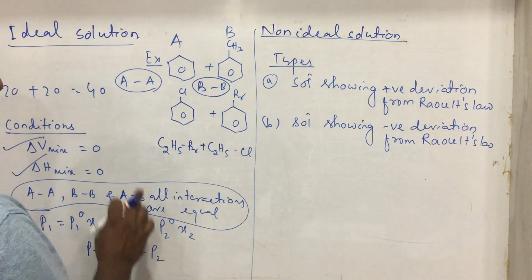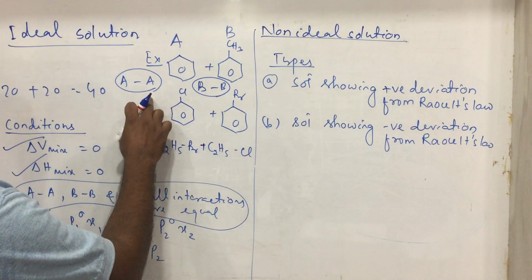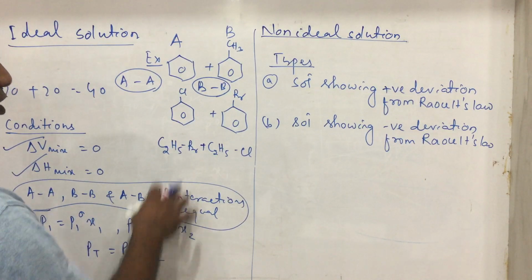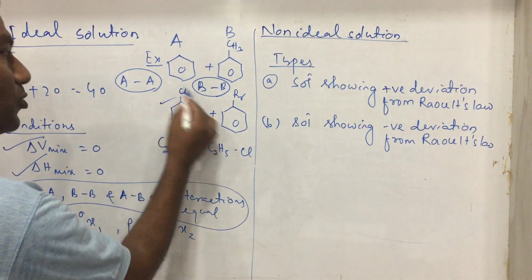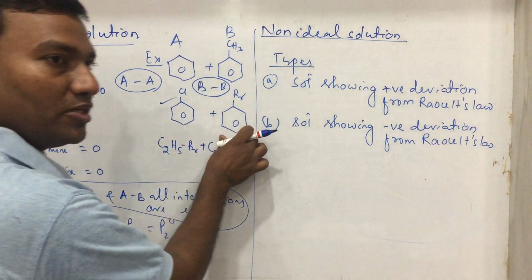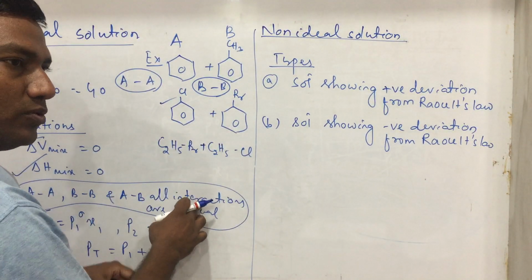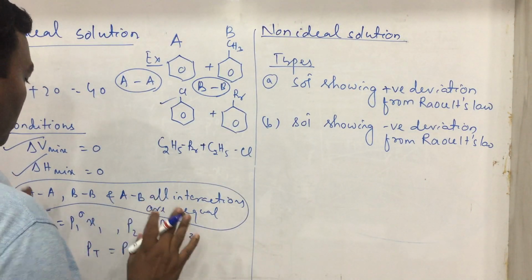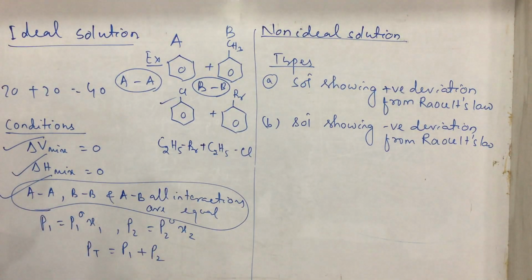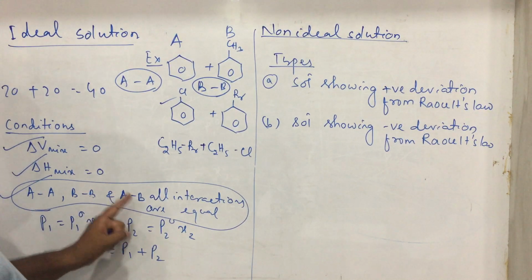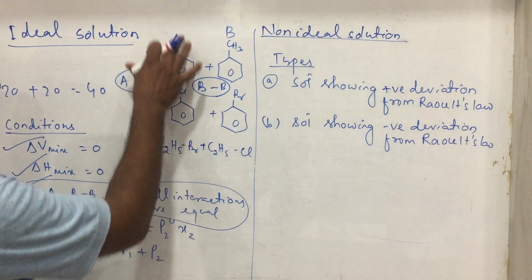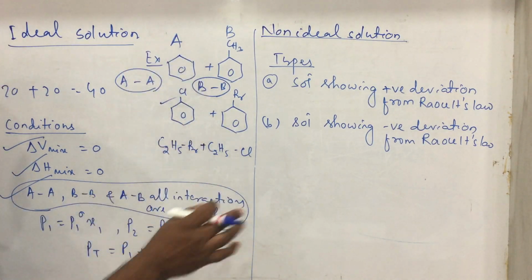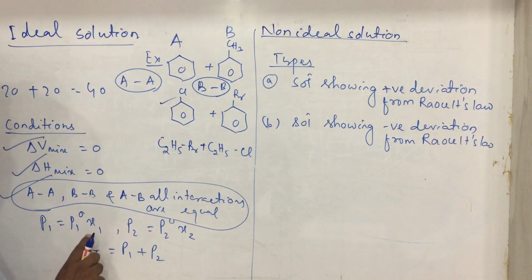So the solution in which the interactions AA, BB and AB are all equal is called ideal. Similarly, come to this. This is polar, meaning here there is a dipole. Bromobenzene is polar, dipole. And when you mix these two, dipole interaction is also present. Understood? So this is the meaning. The solution in which AA, BB and AB interactions are all equal is called the ideal solution. So if it obeys Raoult's law, then all Raoult's law formulas are true. We have read P1 equals P1 not X1, P2 equals P2 not X2, Pt equals P1 plus P2.